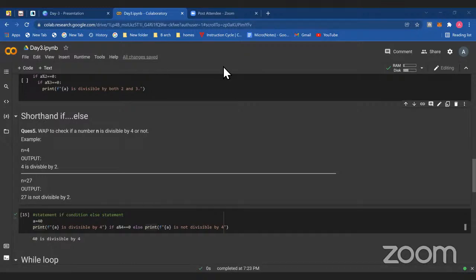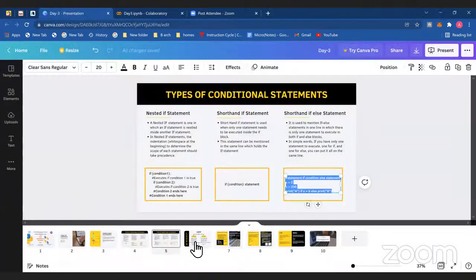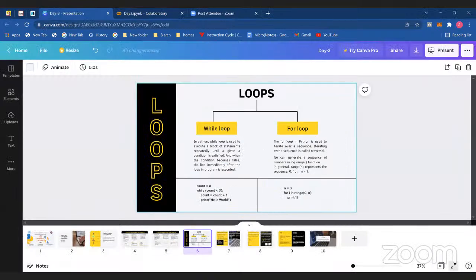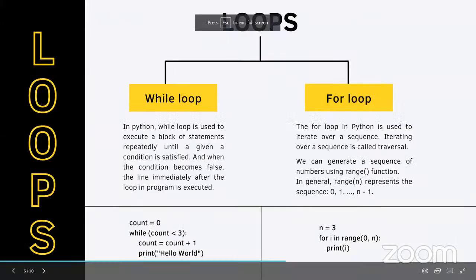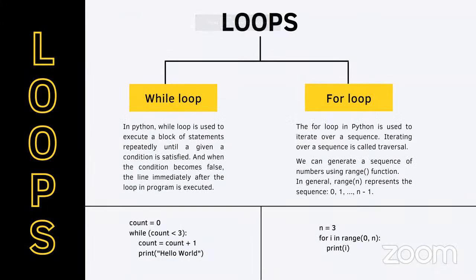Okay, I think we can go to loops now. Yeah, so loops. I guess most of you know that multiplication is repetitive addition. So similarly, if we want to repeat the same task many times, we use loops in programming. So in Python, we have two types of loops, while loop and for loop. Let's see while loop first. See the example.